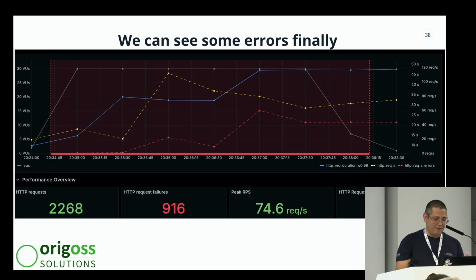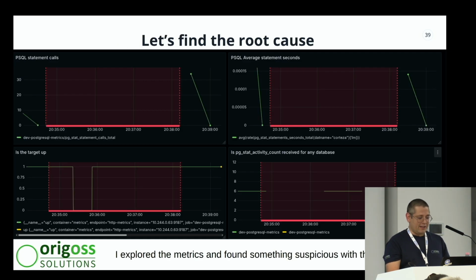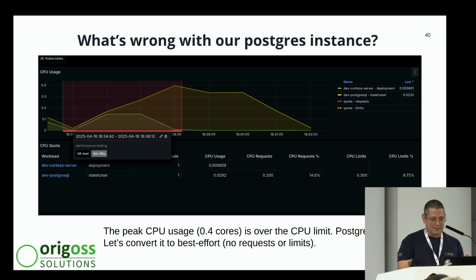With 50 users, we finally have some errors as well. So I went on and troubleshot this error. Let's see what I found. I clicked around in the metrics and I found something suspicious in the Postgres statistics, which I mentioned earlier. I found that the PG stats are missing when the tests are running. So that is really suspicious.